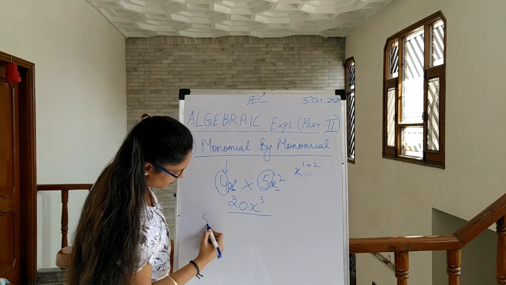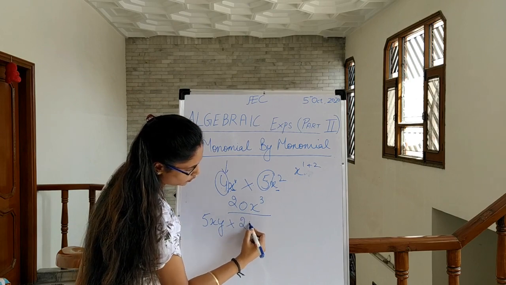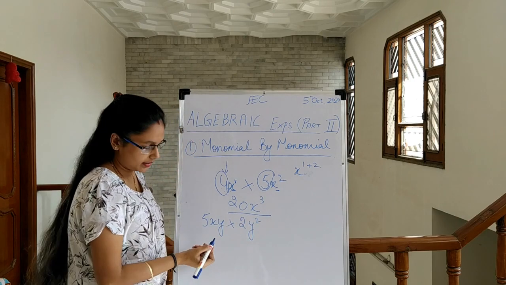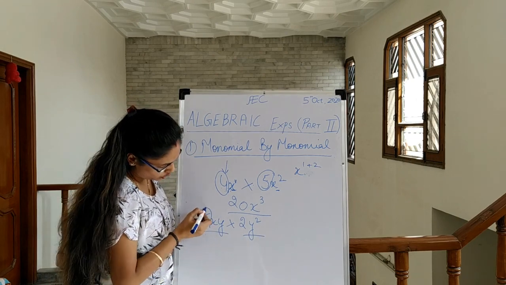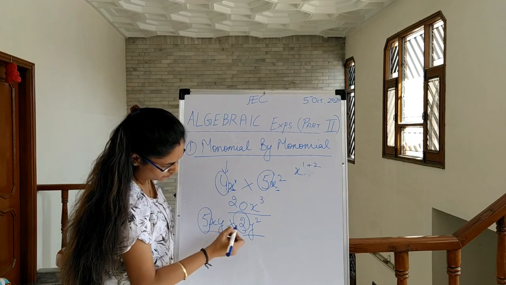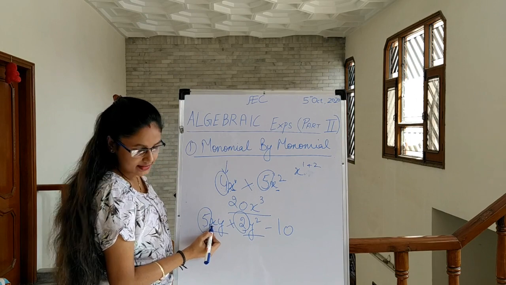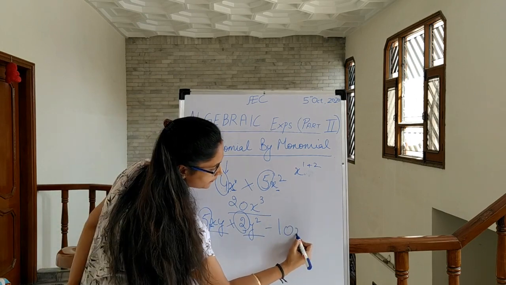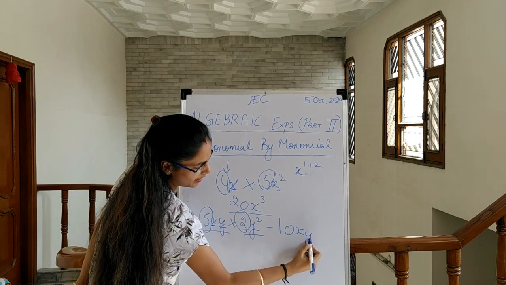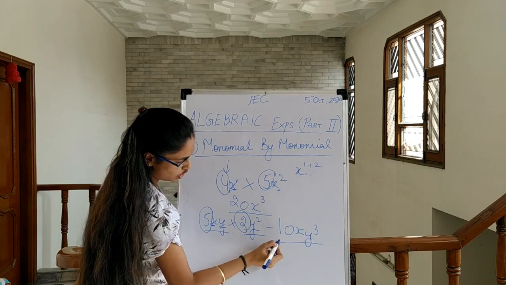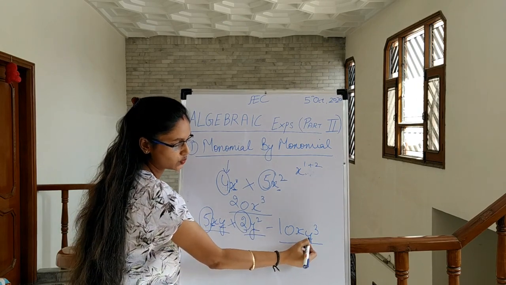Let me take another example. If I write 5xy multiplied by 2y square, here again we have one monomial and the other monomial. Similarly, I'm going to multiply the numbers first. So 5 multiplied by 2 is 10. Then I will see x. Here I have x to the power 1, and y to the power 1 and y to the power 2. So in total I have y raised to power 3. So this is your answer for 5xy multiplied by 2y square, which is 10xy cube.